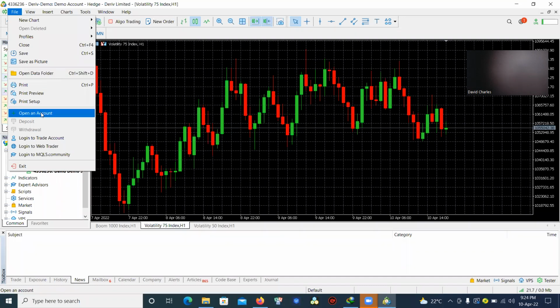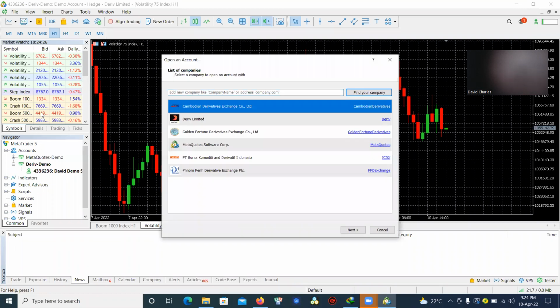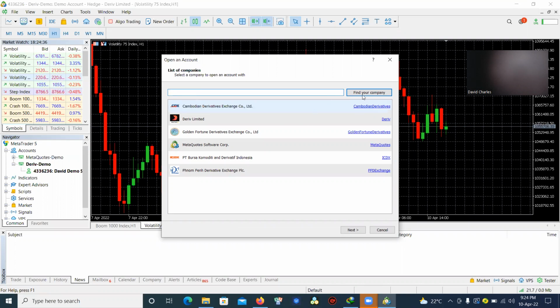Then you have Open Account. This is where, when you've freshly downloaded MetaTrader, you have your choices here. If the company is not here, you key it in here, and then you say Find Company, and then you click Next. But for us who are Deriv people, once you have successfully logged into Deriv, then it should appear here.